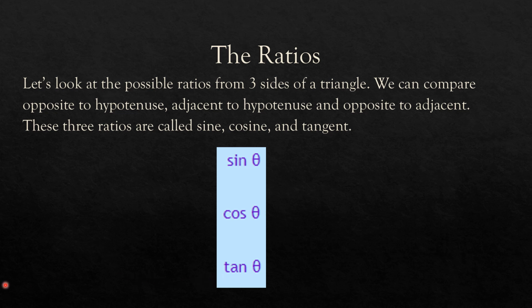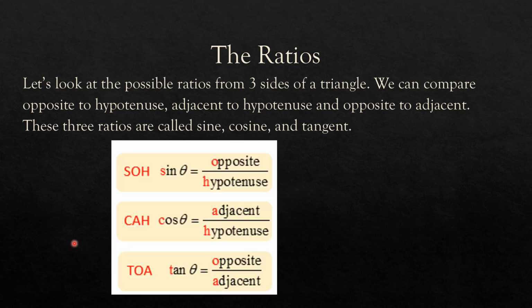Let's look at how these ratios compare. Sine is the comparison of the opposite to the hypotenuse. Remember that the opposite will always go on top and the hypotenuse will go on the bottom. Cosine is the comparison of adjacent to the hypotenuse with adjacent on top of the fraction and hypotenuse on the bottom. Tangent is the comparison of the opposite side over the adjacent side.